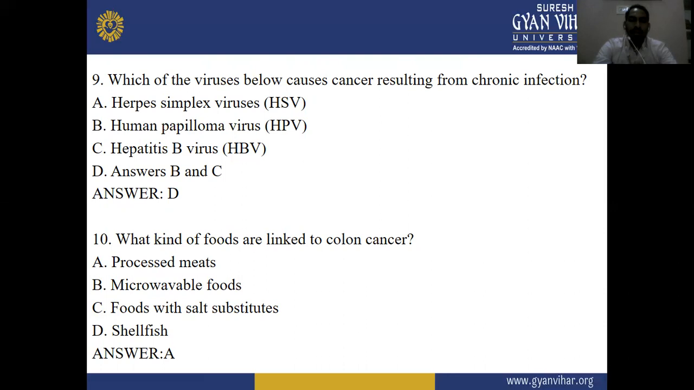Next question. What kind of food is linked to colon cancer? Option A is processed meat, option B is microwavable foods, option C is food with salt substitutes, and option D is shellfish. The right answer is A. Processed meats are linked to colon cancer. These are the multiple choice questions regarding this topic.